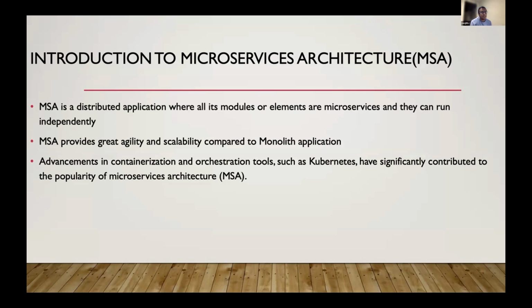enterprises started moving to microservice architecture. A microservice is a small service which runs independently. So they provide a lot of agility and scalability compared to monolithic applications. And with the advancement in containerization and orchestration tools like Kubernetes, microservice architectures have become very popular. A lot of enterprises are moving to microservice architecture.